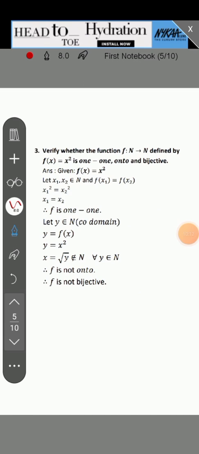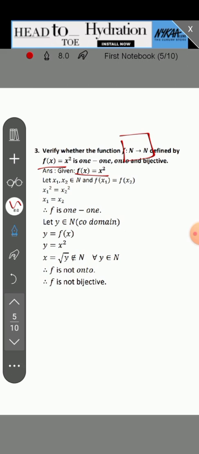Now the third question, again to check whether the function is 1 1, onto and bijective. Here the given function is from n to n and it is defined as f of x is equal to x square. We are familiar with this. How do we start here? In a 1 1 function we always start with: let x1, x2 belong to the given domain, that is x1, x2 belong to n, and f of x1 is equal to f of x2. That means x1 square is equal to x2 square. If you take the square root, x1 is equal to x2.